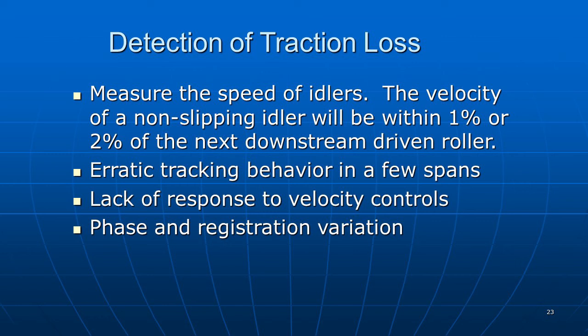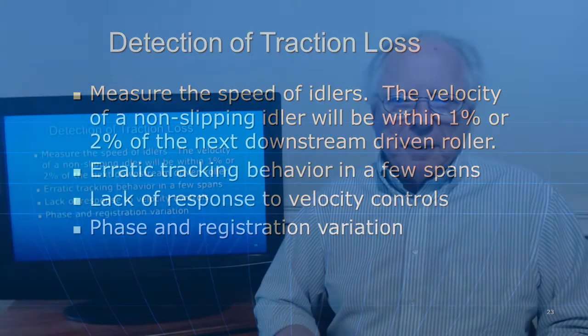Lack of response to velocity or phase and registration controls. I've seen cases where you speed up a roller and nothing happens to tension. And that's telling you that something is probably slipping. Same thing with phase and registration controls. You make an adjustment, you don't see the expected result, and it's probably because you're slipping.